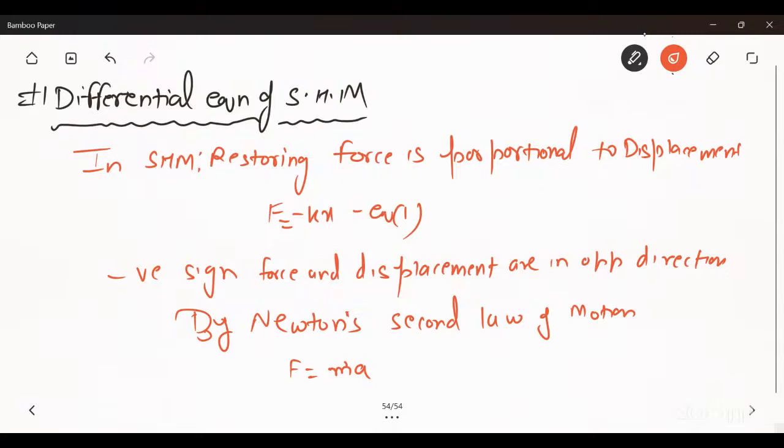Now, a is dv by dt, and v can be written as dx by dt. So d by dt into dx by dt, which is equal to m d square x by dt square. So this was equation second.